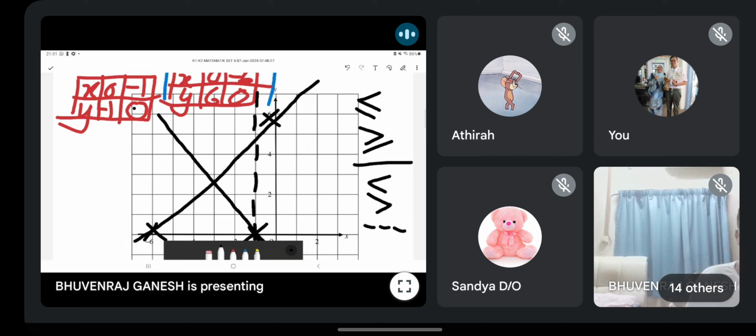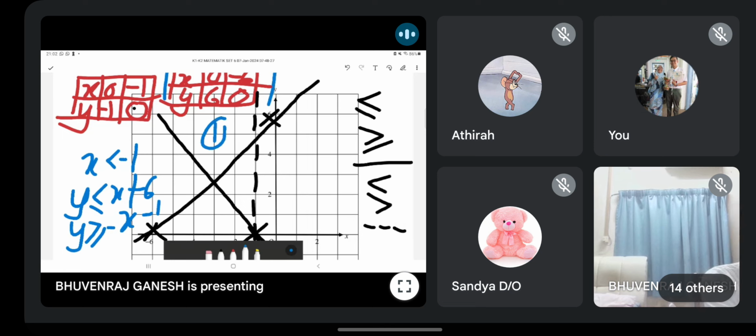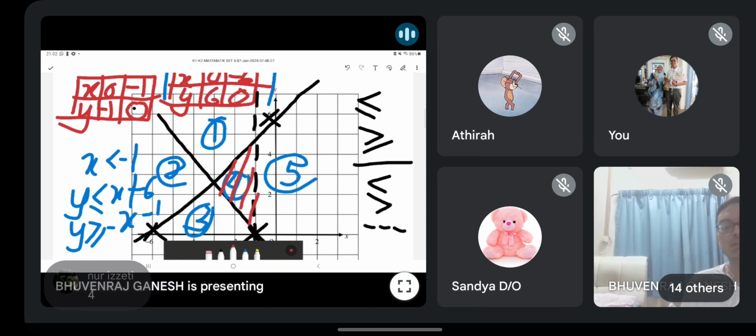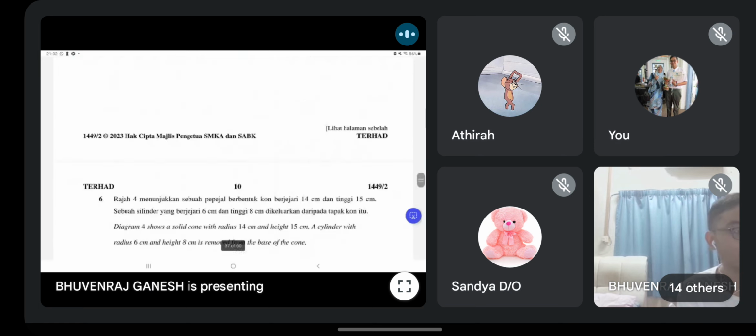So now, you must shade. Jangan tinggal macam ni tau guys. You never answer the question yet. You must shade the region. Okay? So now, mereka bagi tau x is less than negative 1. Y is less than x plus 6. And then, y is greater than negative x minus 1. Okay, so where is the region, guys? 1, 2, 3, 4, 5. Mana satu saya kena lorek? Which one? Yes, correct. Number 4. Okay, you must know how to determine lah. Kamu tahu macam mana nak tentukan. Okay, guys. Are you clear? Soalan nombor 5. Should be no problem, right?